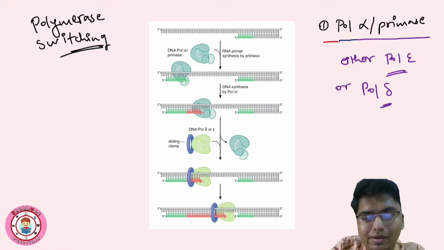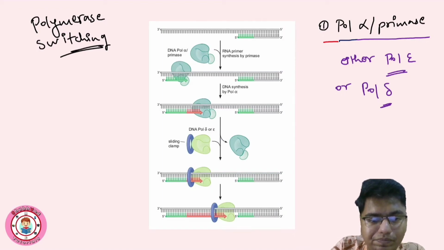Okay, it means that polymerase alpha, which is a primase, does not have that type of processivity. It is not that powerful to continue the replication. So it will release, and the main polymerases, polymerase delta or epsilon, will come. This is known as polymerase switching, because the first work is done by one polymerase, polymerase alpha primase, and then the polymerase is switched to delta and epsilon. So that is polymerase switching.